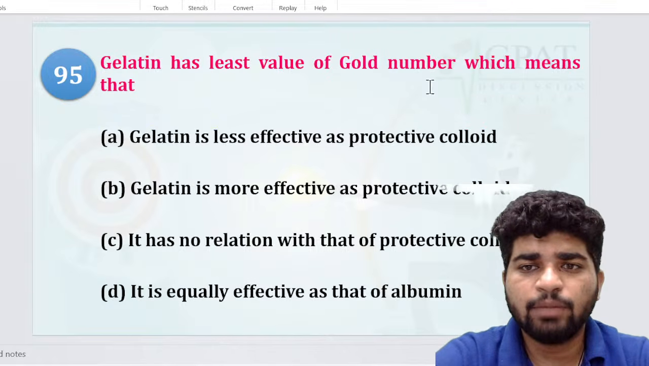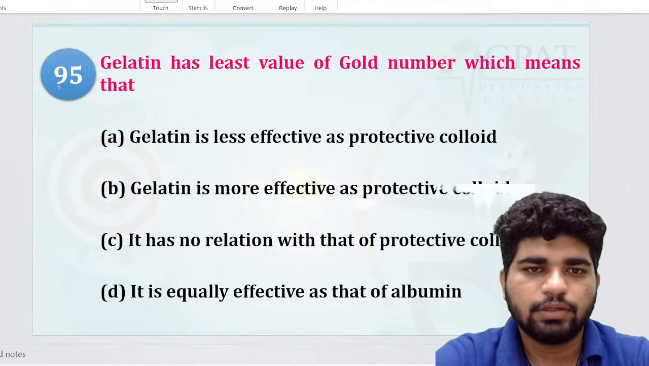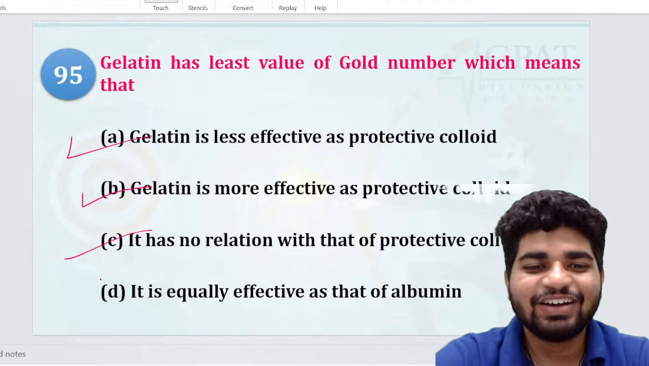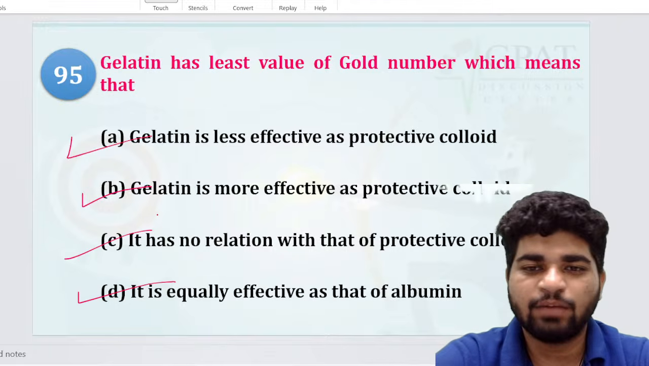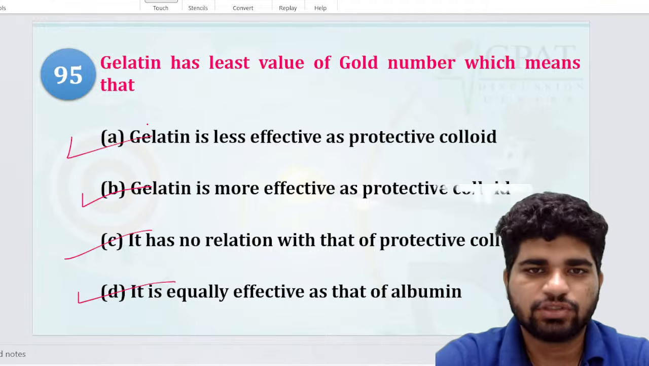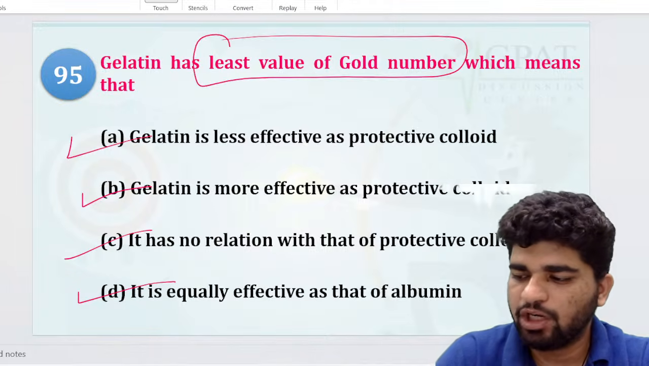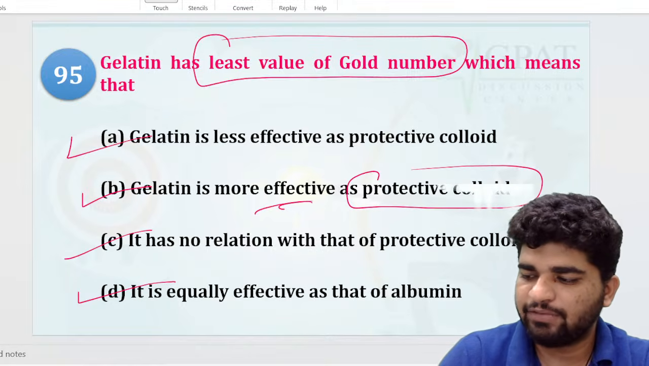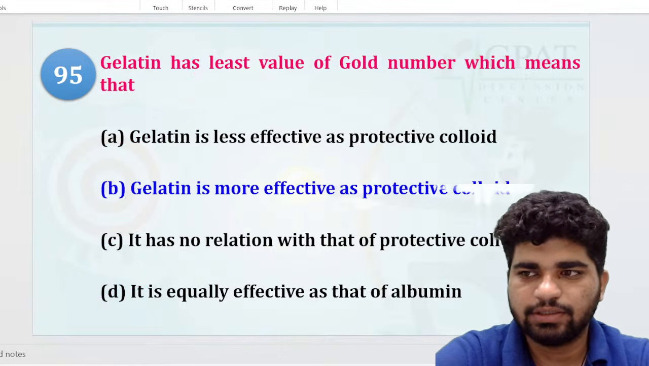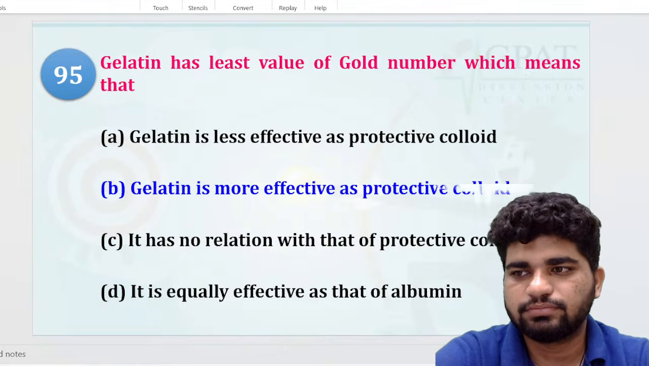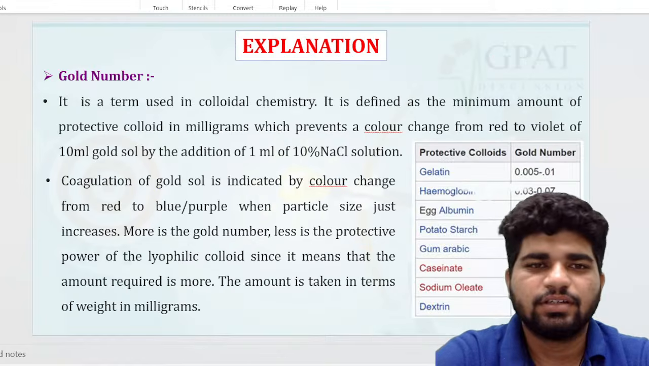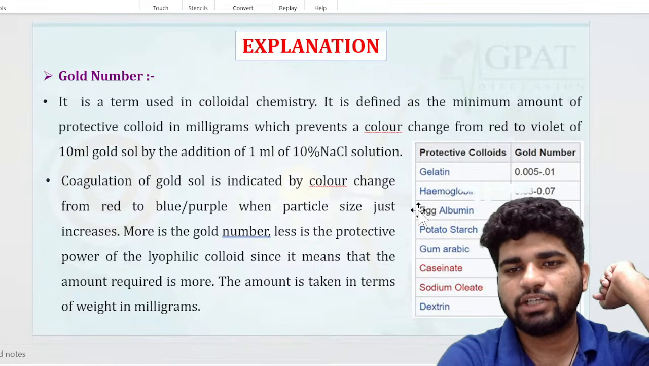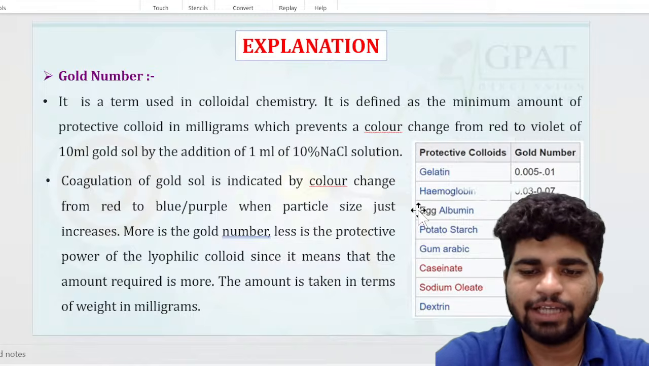Gelatin has the least value of gold number, which means that gelatin is less effective, more effective, has no relation, or is equally effective as albumin. Simple: if you have the least value of gold number, then gelatin would be very much effective as a protective colloid. This is important. The list includes gelatin, hemoglobin, egg albumin, potato starch, gum arabic, sodium caseinate, sodium oleate, as well as dextrin.